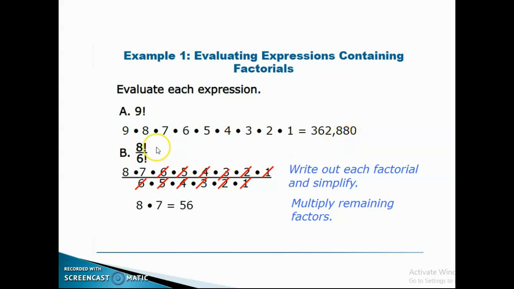In part B, 8 factorial over 6 factorial. In the numerator, 8 factorial is 8 into 7 into 6 into 5 into 4 into 3 into 2 into 1. In the denominator, 6 factorial is 6 multiplied by 5 multiplied by 4 multiplied by 3 multiplied by 2 multiplied by 1. Now simplifying this expression, we are left with 8 multiplied by 7, which is equal to 56.